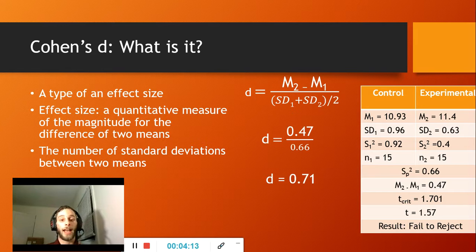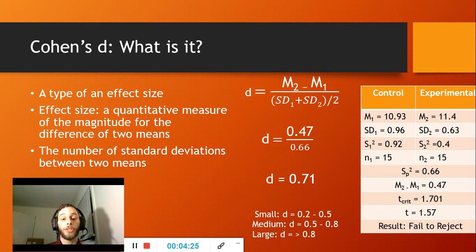This says that the experimental group performed 0.71 standard deviations higher than the control group. If we follow the general conventions for effect sizes, this would lie in the range of a medium effect size. There was a medium treatment effect of caffeine supplementation on the number of reps that these people were able to do at 70% of their 1 rep max.